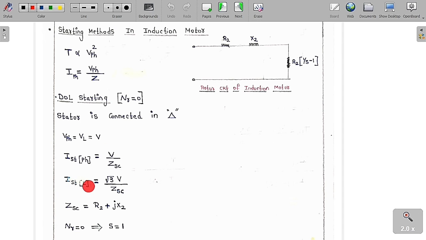Then the starting line current is equal to root 3 times the phase current, because in DOL and delta, line current is always equal to root 3 into phase. We are basically seeing the starting condition only. So the starting line current is equal to root 3 into V by ZSC. Here ZSC is nothing but the winding of the stator at the initial condition, which is R2 plus jX2, because it becomes short circuit. We get R2 plus jX2 because NR is equal to 0, so slip is equal to 1. These things I have already told you.